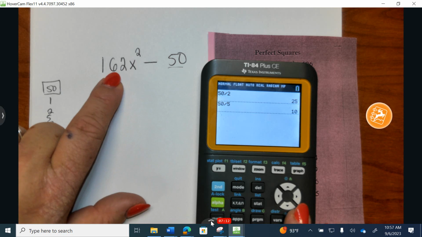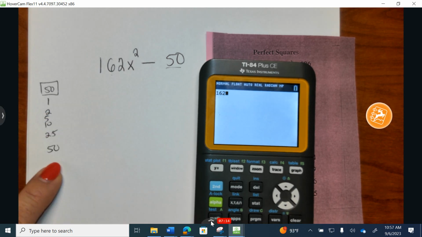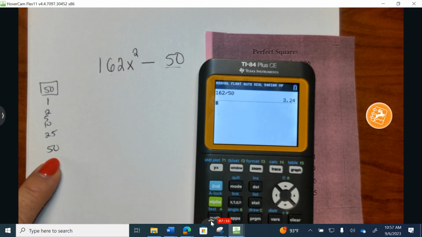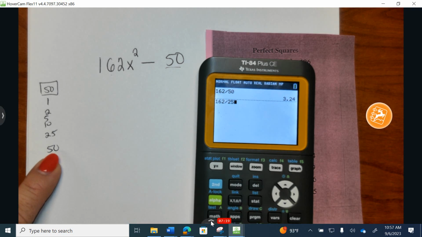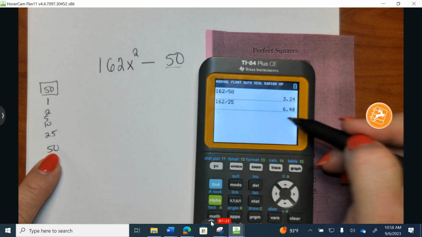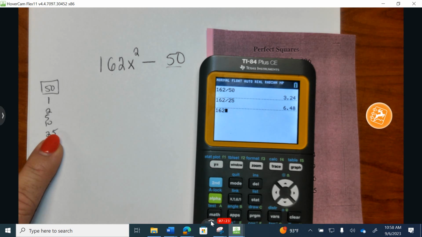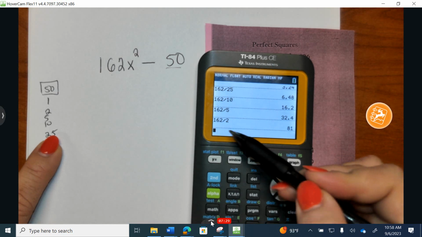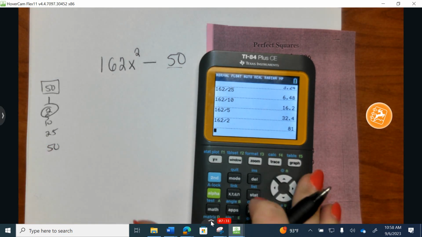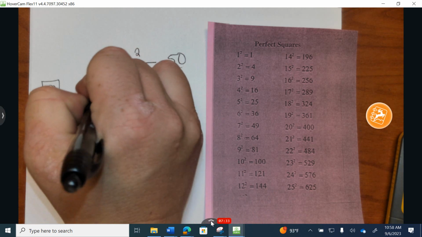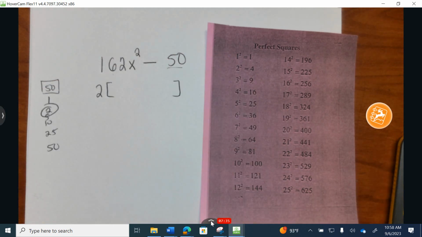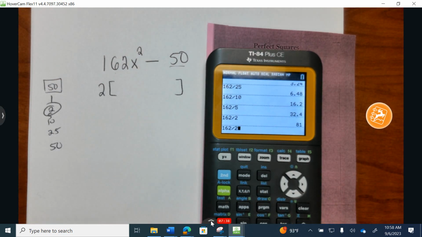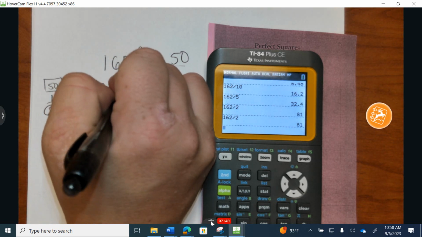So I start with the larger of the two numbers now, and I'm going to divide by 50. We see it doesn't work. And then I divide by 25, and we can see it doesn't work. It doesn't work because I don't get a whole number result. I take 162, divide it by 10, it doesn't work, and I divide it by 5, it doesn't work, and I keep going, and I realize that 2 is the first number that works. So the number that works is the number that we're going to divide by. So on your calculator, you're going to go 162 divided by 2, that's an 81.